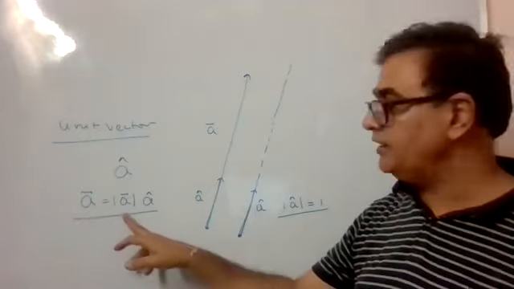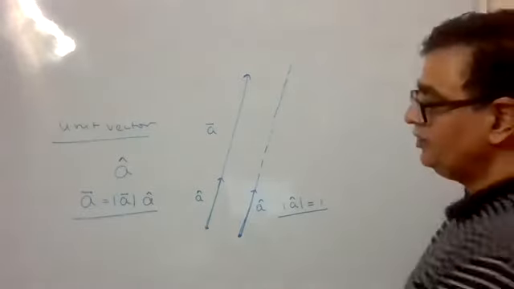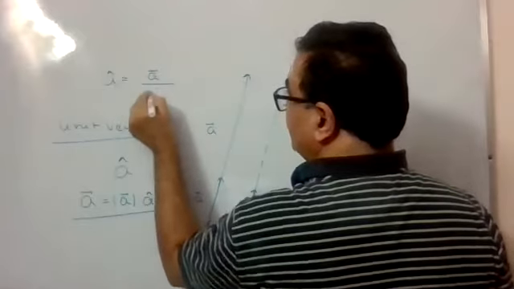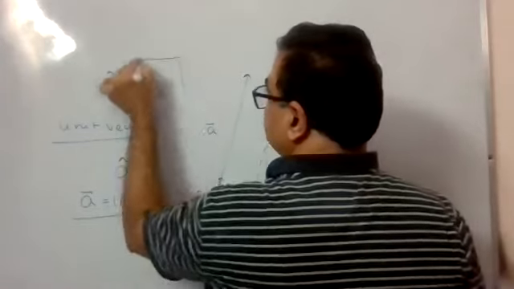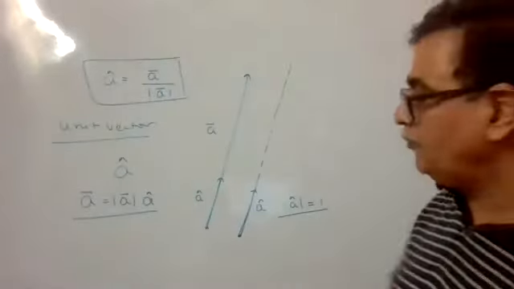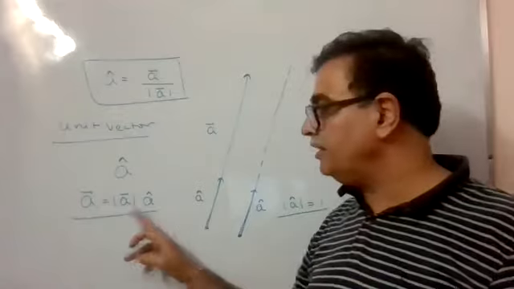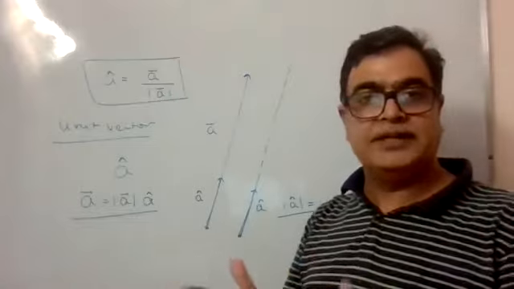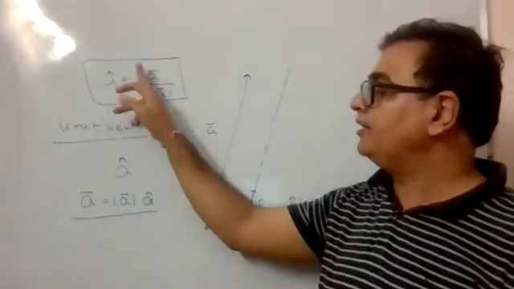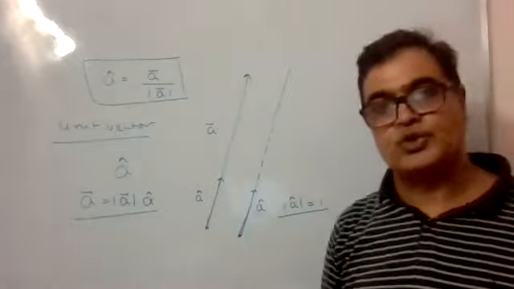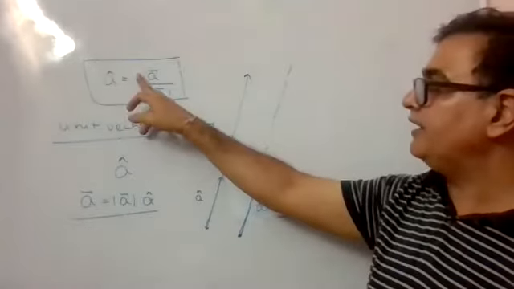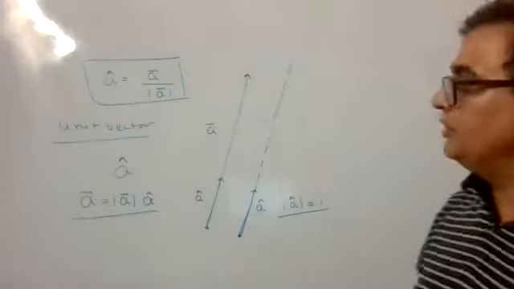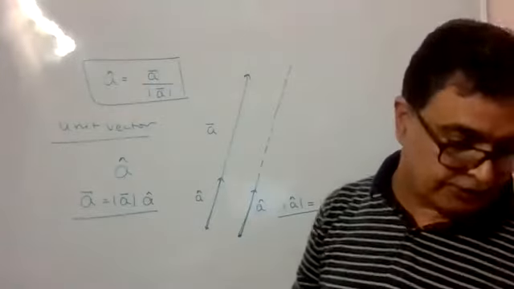A vector represents 2 things. One is the magnitude, another is the direction. And this unit vector can be equal to the vector divided by its magnitude. Whenever you want a unit vector, you have a formula now. A cap is a unit vector, and the formula is the vector divided by its magnitude. That also you should remember. Is it clear? So this will be the formula we will be using for unit vector.